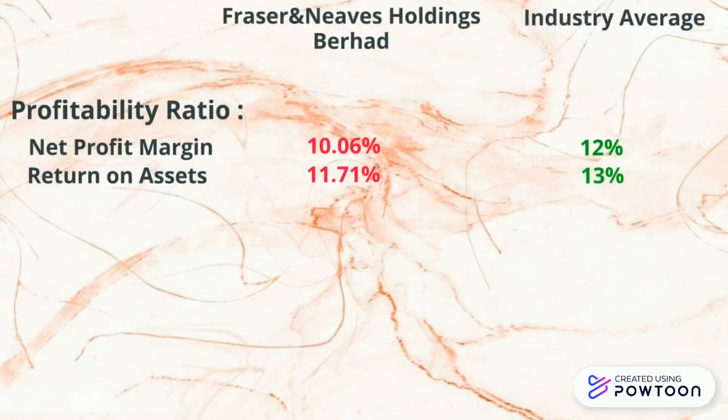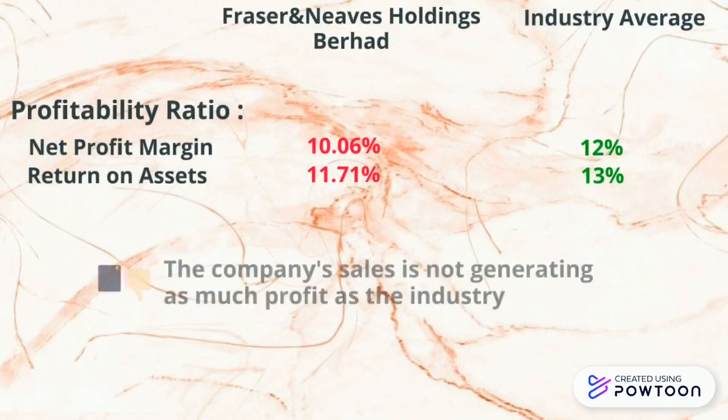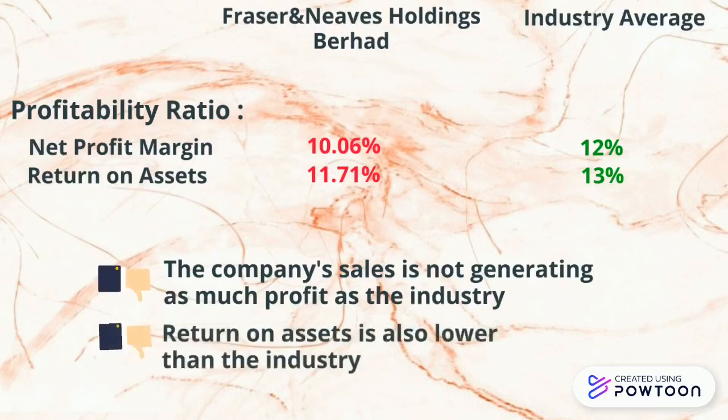Lastly, profitability ratio. Probably due to lower sales and higher expenses, its net profit margin is also lower than the industry. The company's sales is not generating as much profit as the industry. Its return on total assets is also lower than the industry, which means for every ringgit that the company invests, the assets are only able to generate a profit of 11.71% as compared to the industry, which is 13%.